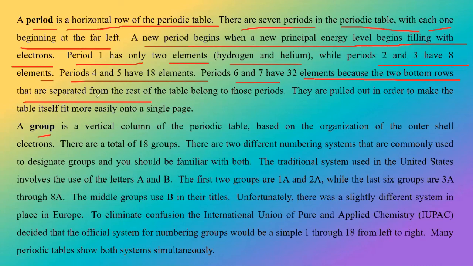The 2 bottom rows are separated from the rest of the periodic table. Fine. They are pulled out in order to make the table itself fit more easily into a single page. Yes, basically what happened, if you look at the periodic table, let us go to the previous page, what we are seeing. Let's see.